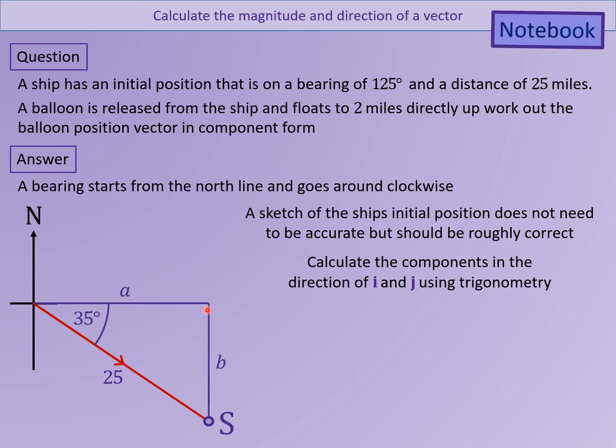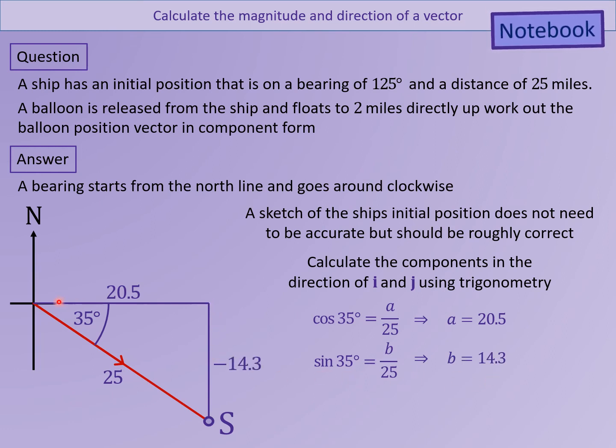So I could use my trigonometry skills, and this is where you definitely could just pause and finish it all off. I can work out what the A value is, which is going to be 20.5, which makes sense. I can work out what the B value is, and the B value in this case is going to be 14.3. But do not forget that in components, it's going across and then down.